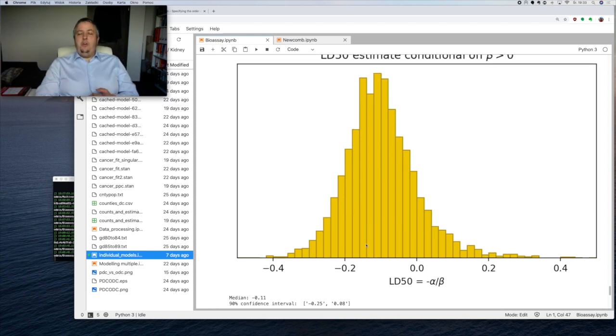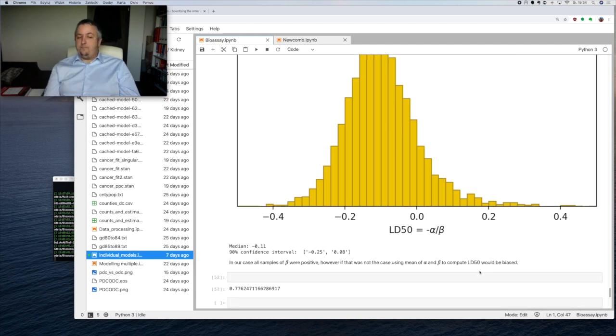Looking at that, we get some kind of spread of our information: a histogram of LD50, which is minus alpha divided by beta, and the median of this distribution is minus 0.11, with a confidence interval between minus 0.25 and 0.08. Our initial intuition might be: oh, this interval contains 0, so we don't have information about the relationship, is it positive or negative? No, the relationship is always positive.